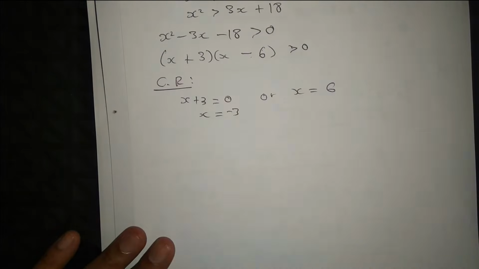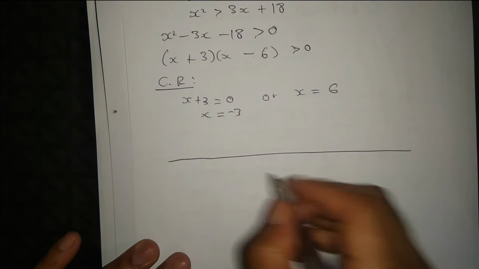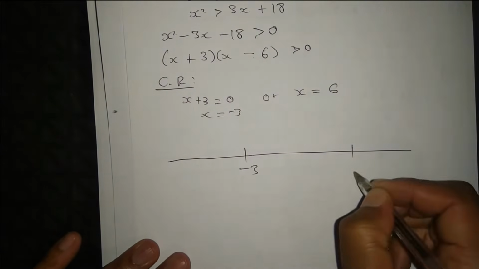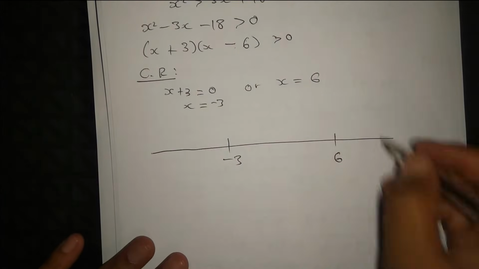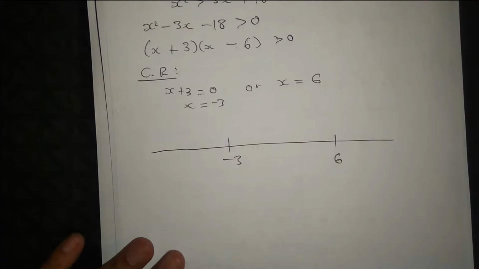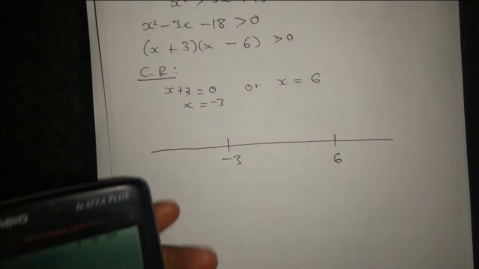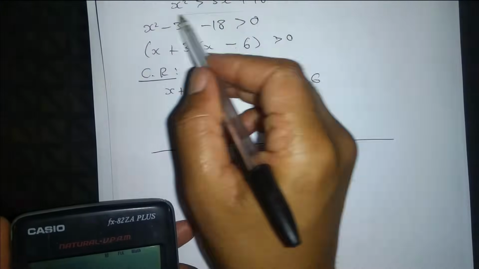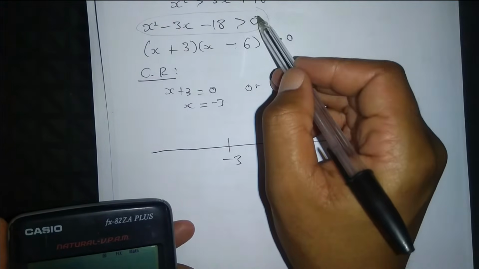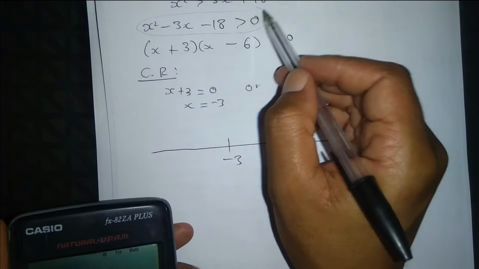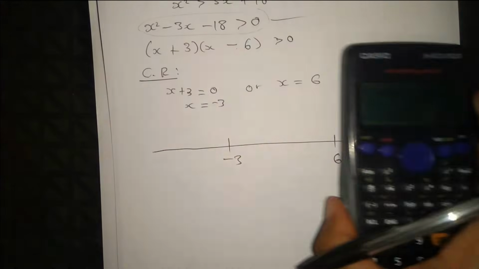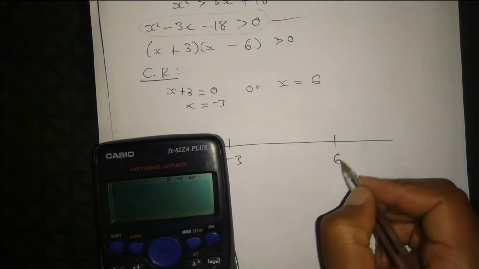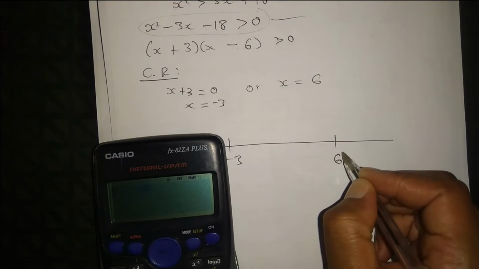Now that we have the critical values, we plot a number line and scale it. Then we substitute values into the equation, or into the standard form. So we want a value that's greater than 6.